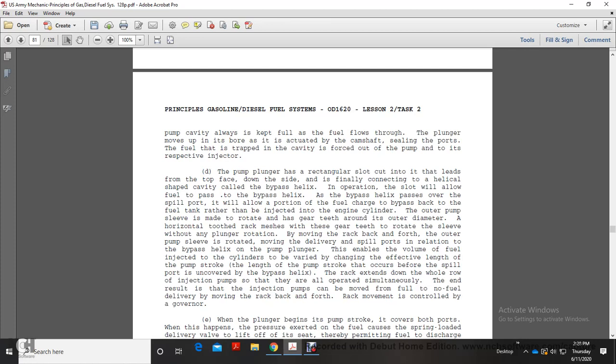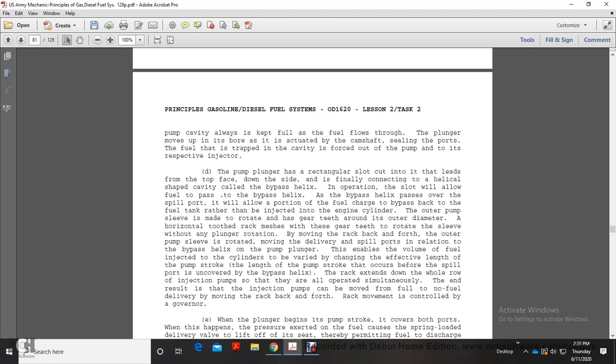The pump plunger has a rectangular slot cut into the lead at the top of the face, running down the side and finally connecting with a helical shape to the cavity, called the bypass helix. The slot will allow the fuel to pass to the bypass helix. When the bypass helix passes over the spill port, it allows a portion of the fuel charge to bypass back to the fuel tank rather than being injected into the engine cylinder.